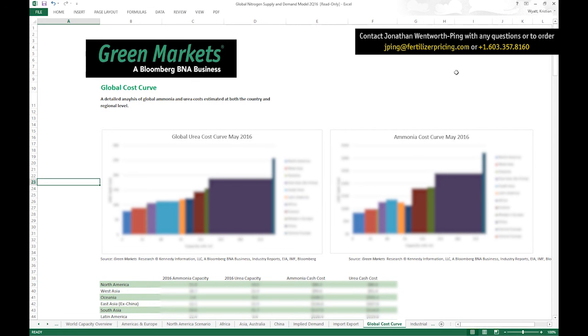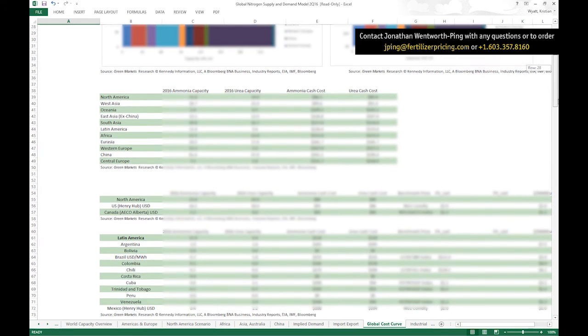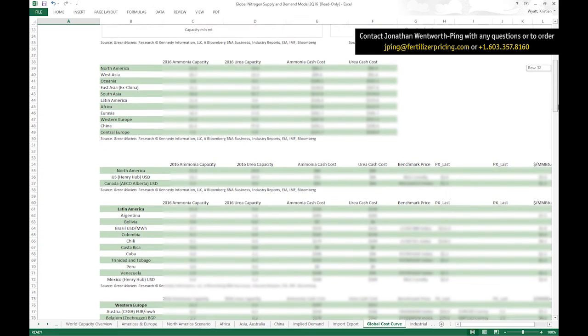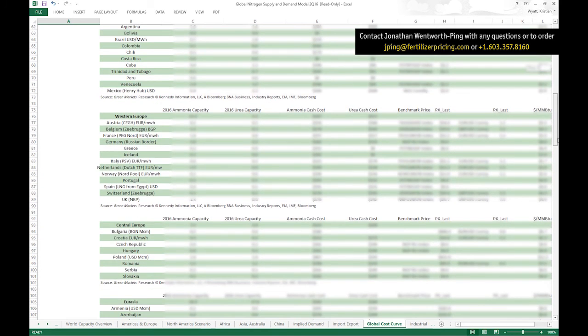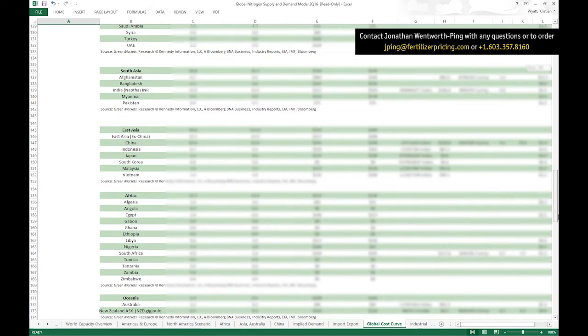The cost curve is also covered within this study as well. This study is designed to be like a one-stop shop, an all-encompassing product for all your information needs and outlooks and forecasts for each macronutrient. So there is the cost curve coverage here, with some explanation of each cost.